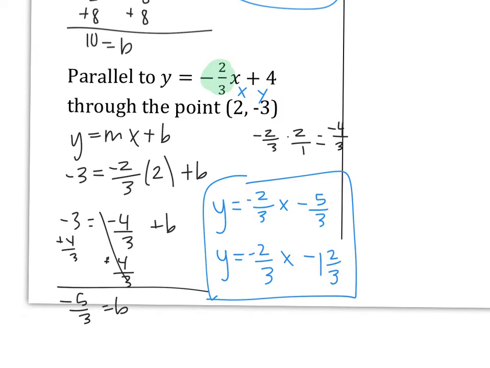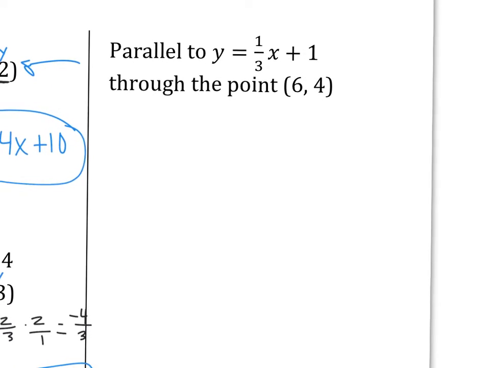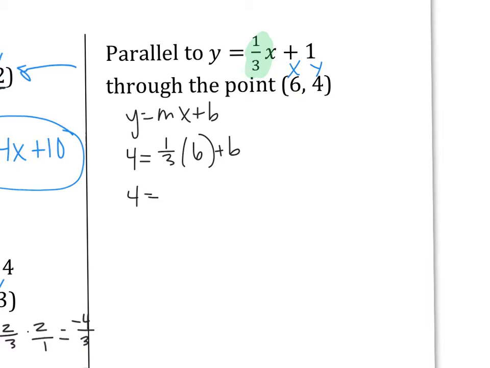Okay, let's look at the final example, the problem that's following. All right, so let's now write an equation that's parallel to y equals 1/3 x plus 1. So I'll highlight that slope. And then I now have x and y. So y equals mx plus b. Y is 4, so 4 equals 1/3. And then x is 6, and let's solve for b. So 1/3 of 6 is 2. So let's now subtract 2 from both sides, and b equals 2.